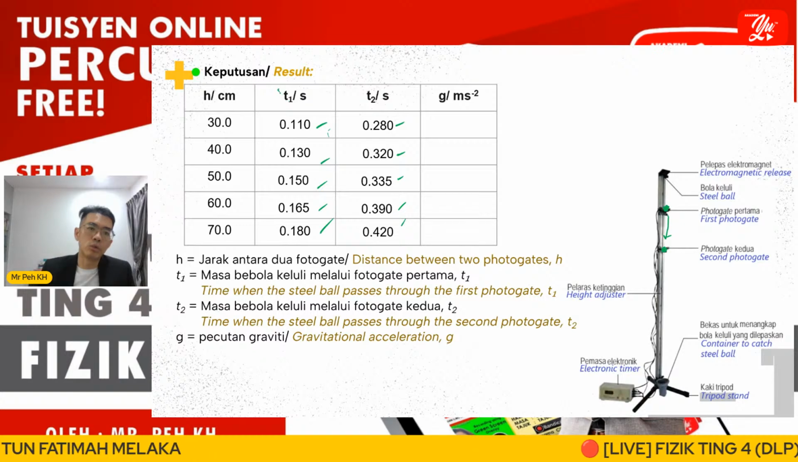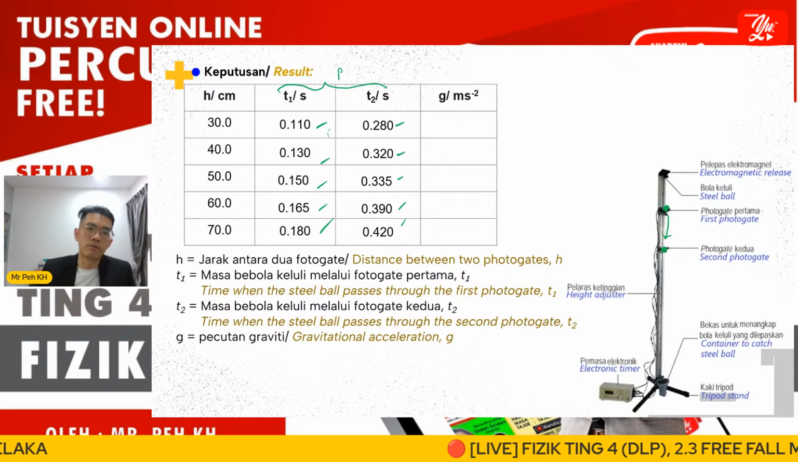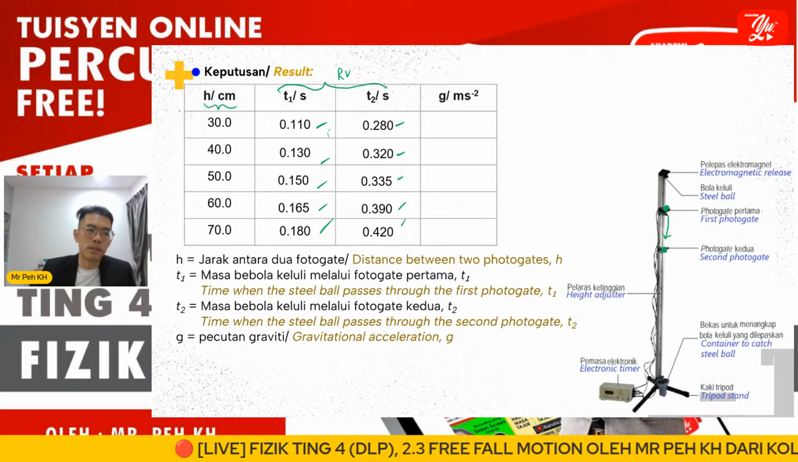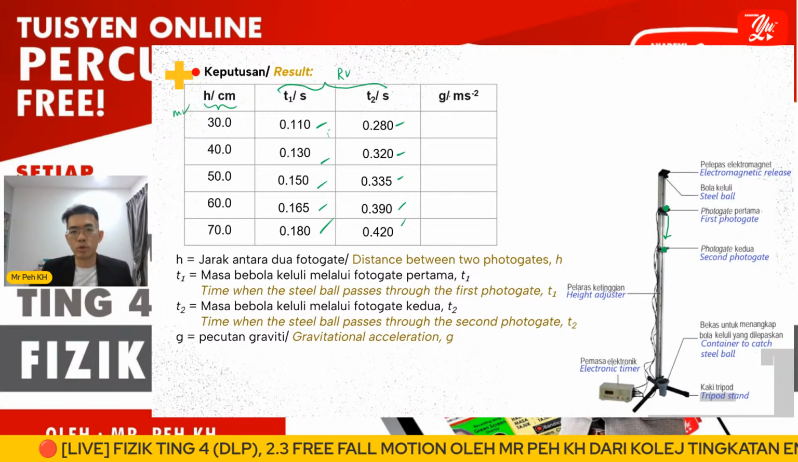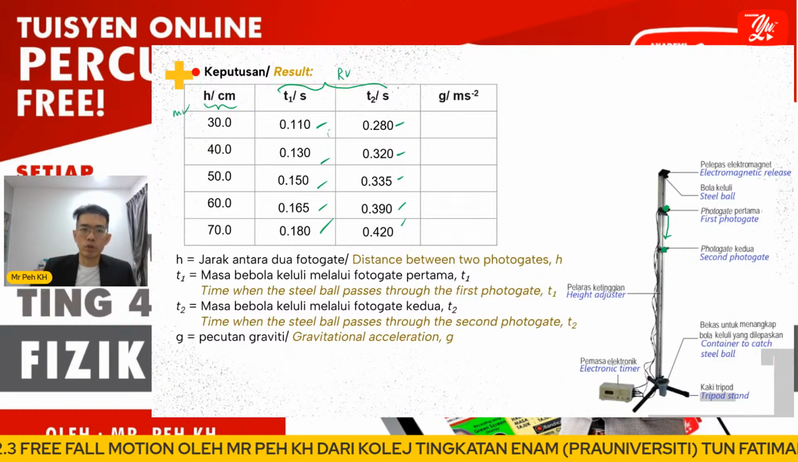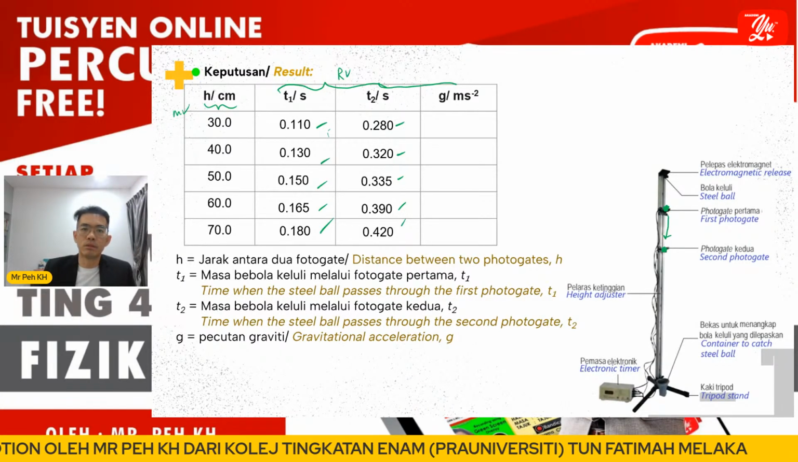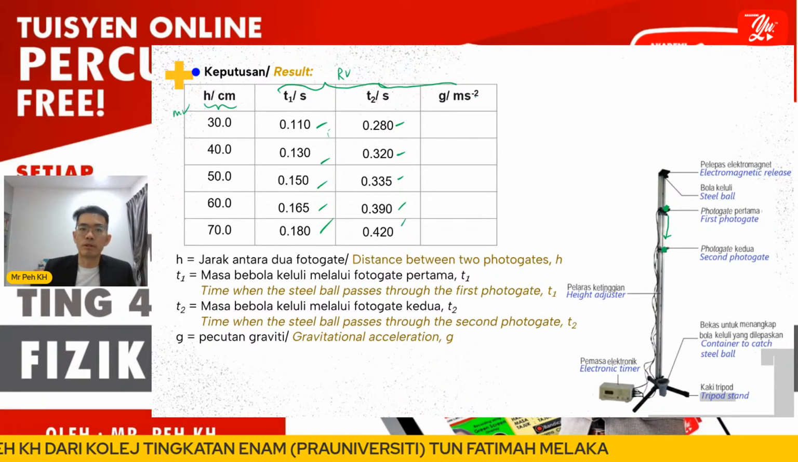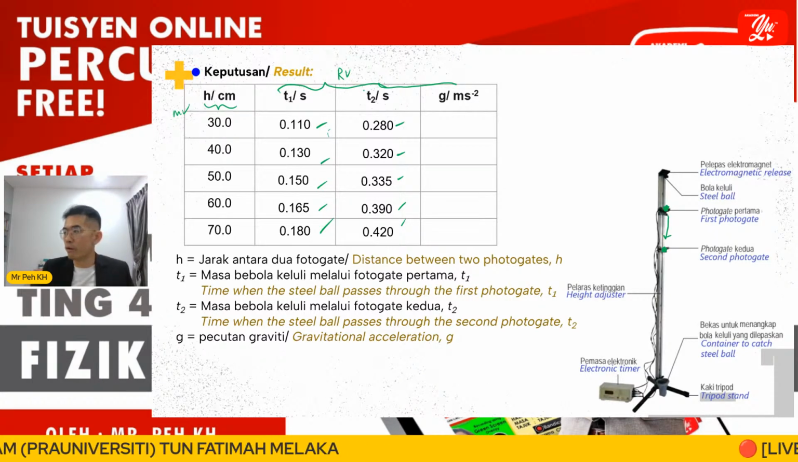So the T1 and T2 are actually the responding variables, right? The H here will be the manipulated variable. Okay, so the G is what we want to find. So the G is also considered as our responding variable, where we want to find out the value using the T1 and T2 values here.